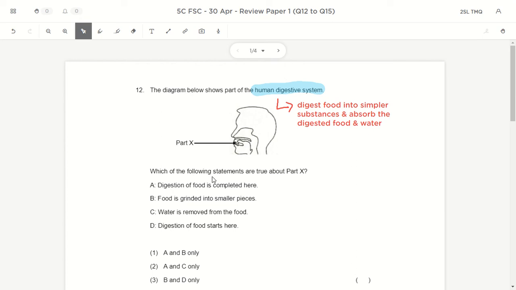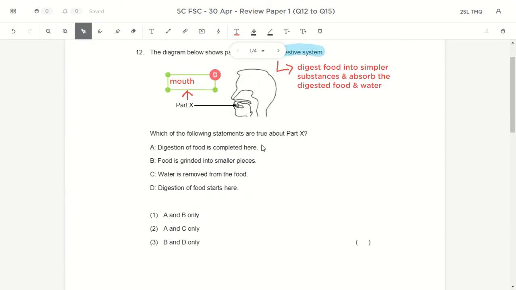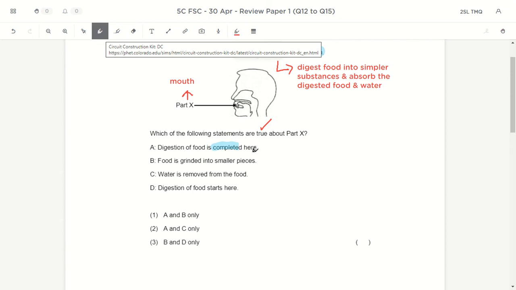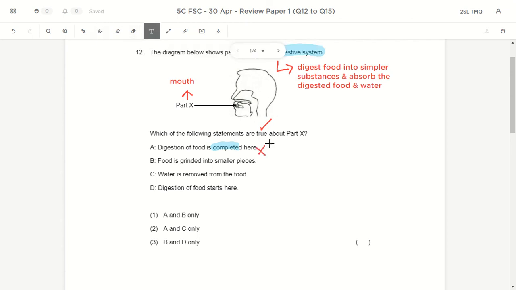So which of the statements is true about X? If you look at X, what is X? You realize that X is actually your mouth. So write down what you know. This is your mouth. Which part is true about the mouth? I want things that are correct about the mouth. So let's go sentence by sentence. Digestion of food is complete here. Is the digestion of food complete here? Does the food only digest in the mouth? The answer is no. The digestion of food is only complete in the small intestine.